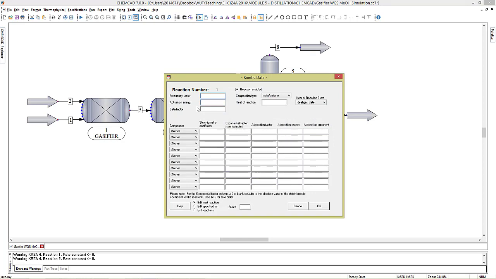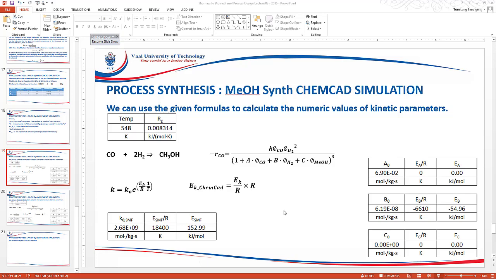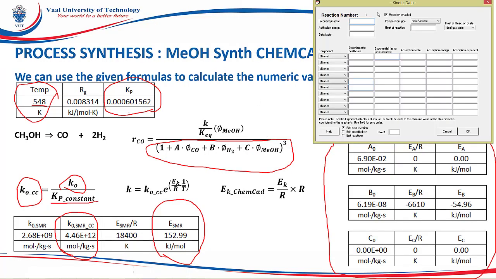What Chemcad will do now is take you to reaction number 1, for which you will need to specify the reaction parameters. We will need to bring this information tab here. Now that we have the kinetic data input and our kinetic data on the same slide, so that we can refer to the data template as we key in the values in Chemcad, we are in a good state. The first component is carbon monoxide, the second component is hydrogen, and the third component is methanol.